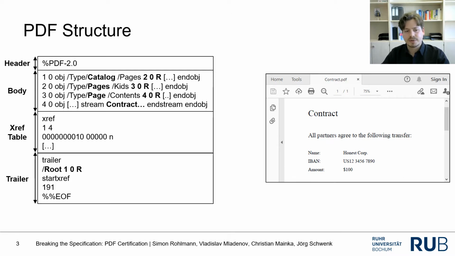The last part of a PDF document is the trailer. The trailer references the root object. The root object is of type catalog, and the trailer defines the byte offset of the cross-reference table. In this example, the cross-reference table starts at byte offset 191. And these 4 parts build the whole PDF document.